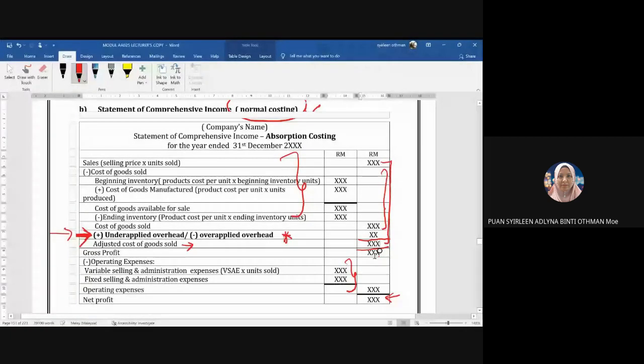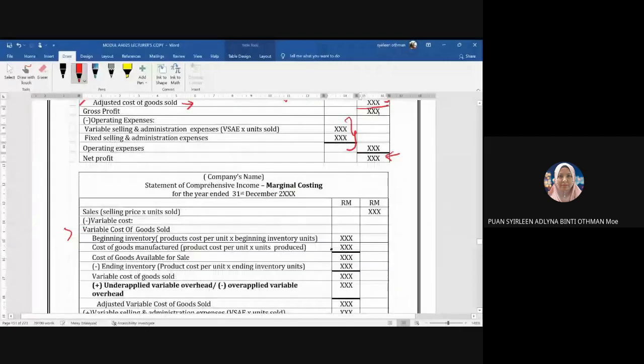Alright? Okay, so sama juga dengan marginal. Okay, so marginal tadi kita akan kira sampai variable cost of goods sold.